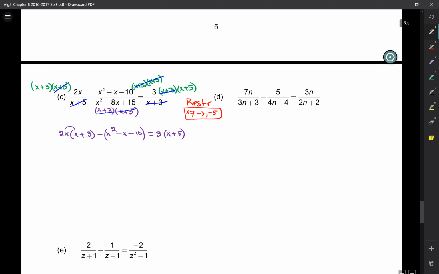All right, so I distribute. I get 2x² + 6x minus x² plus x plus 10 equals... Minus x² minus x. You're sure? Did we not go back to the top? Oh, you distribute. Why are you distributing it up? 3x plus 15. So here I have x², and 6x plus x is 7x.